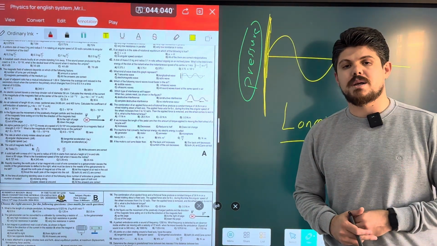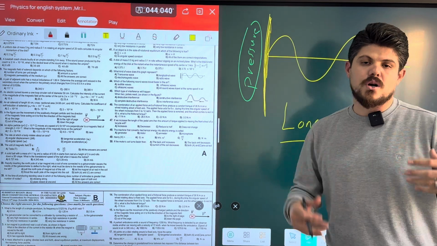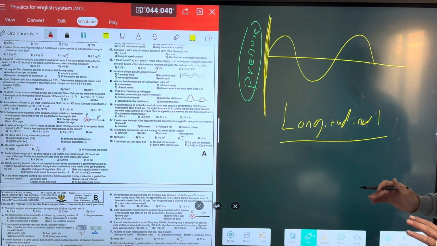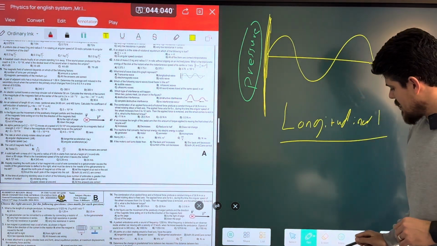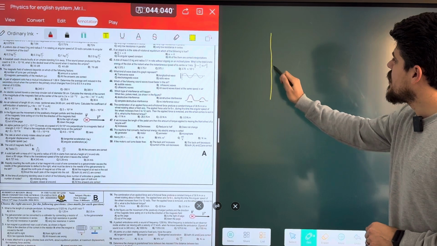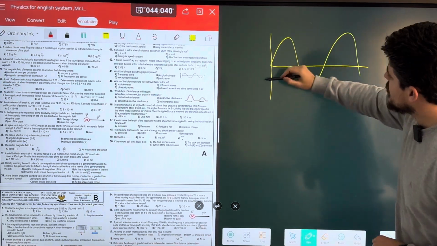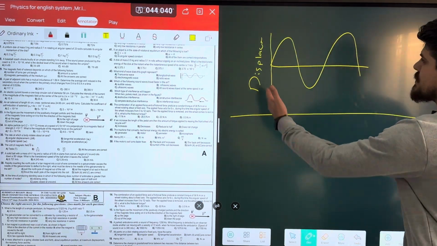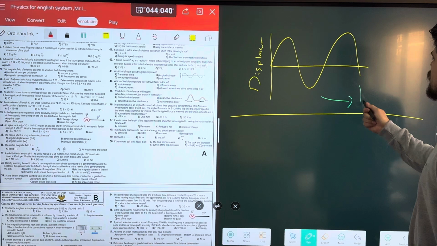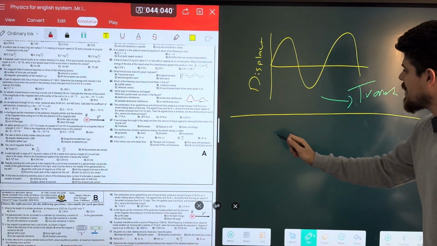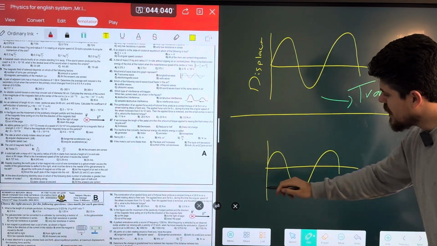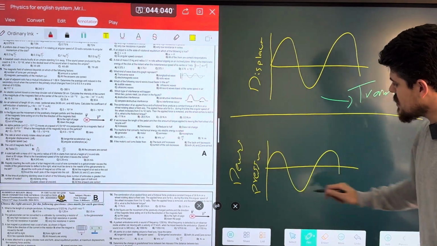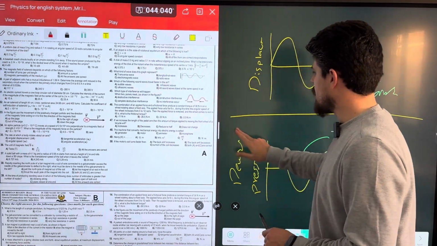longitudinal mechanical wave as a sine wave. Each compression corresponds to the crest, and the rarefaction corresponds to the trough. When does this wave become a transverse wave? If you see displacement here. Okay? If you have displacement here, this type of wave is what? This is a transverse wave. But if you see pressure or density, this type of wave becomes what? Longitudinal wave.